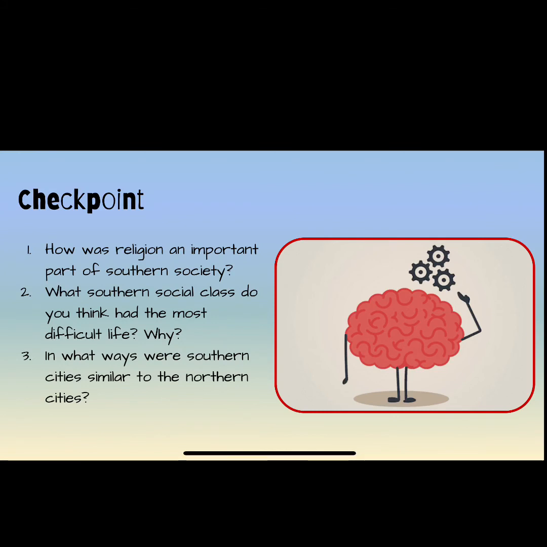For homework, I want you guys to answer these questions. Number 1, how is religion an important part of Southern society? Number 2, what Southern social class do you think had the most difficult life and why? And number 3, in what ways were Southern cities similar to the Northern cities?